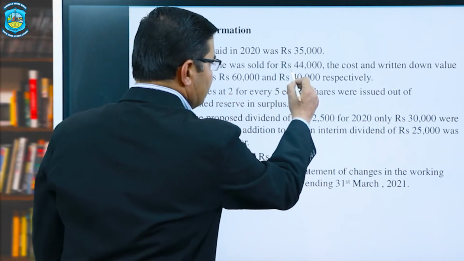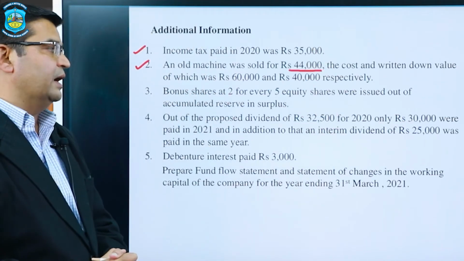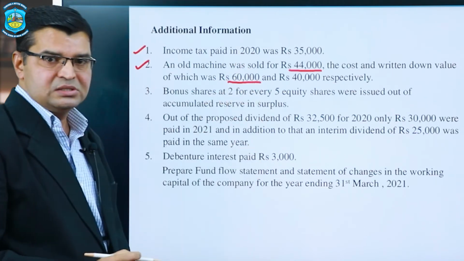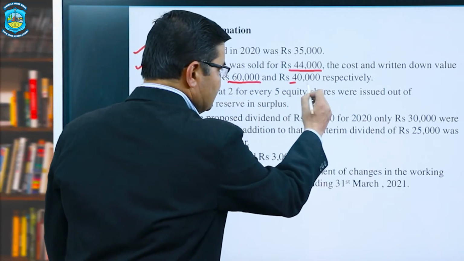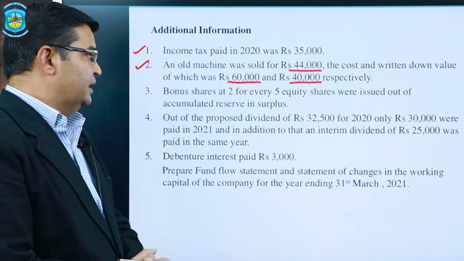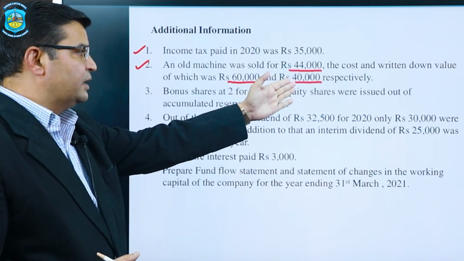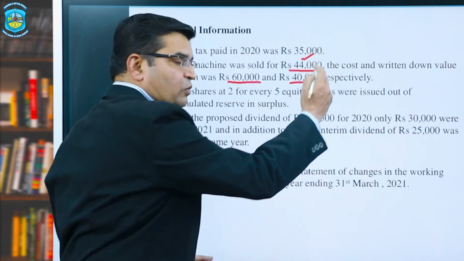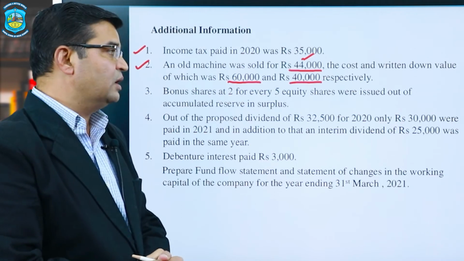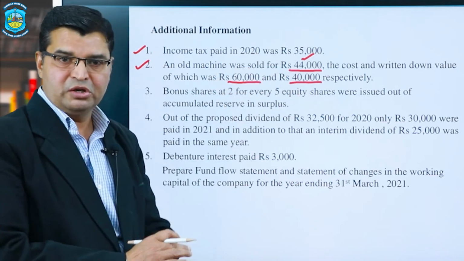Actually, it is the selling price of this old machine, the cost and written down value of which was rupees 60,000 and rupees 40,000 respectively. It means it had cost rupees 60,000 to us and its written down value is rupees 40,000. It means we have used it up to rupees 40,000. So this 40,000 is the written down value, but it is being sold for rupees 44,000. It means we are earning rupees 4,000 from the sale of this machinery. So we will understand this profit on sale of this machinery through preparation of the machinery account.